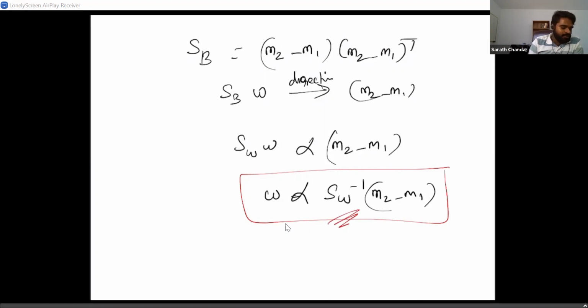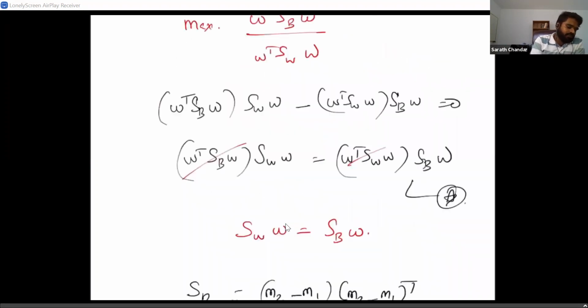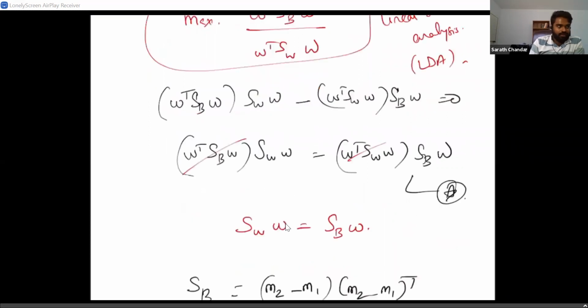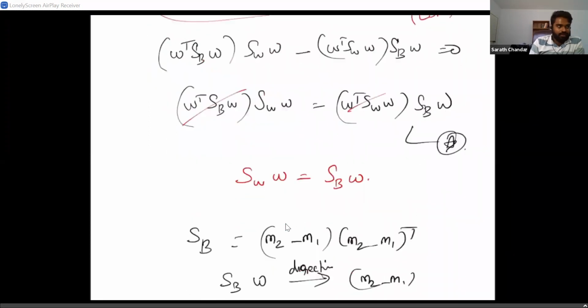So this specific objective function and its solution has a name because of Fisher. This is known as Fisher's linear discriminant analysis, or in other words, LDA. Okay, so now let's look at the LDA solution for the same problem.